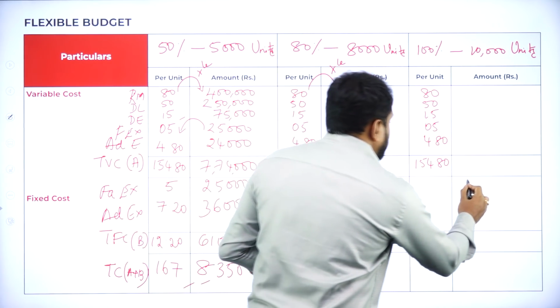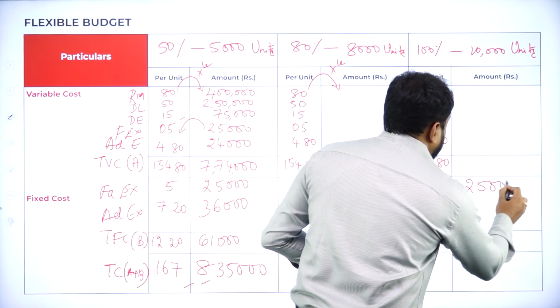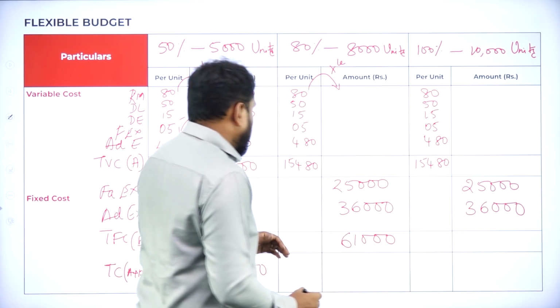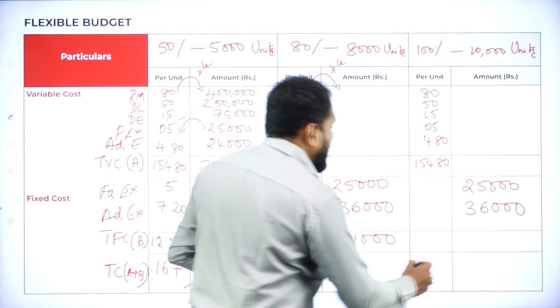61,000. Here also the same, 25,000 and then 36,000. And what is that I should write here? That is 61,000.